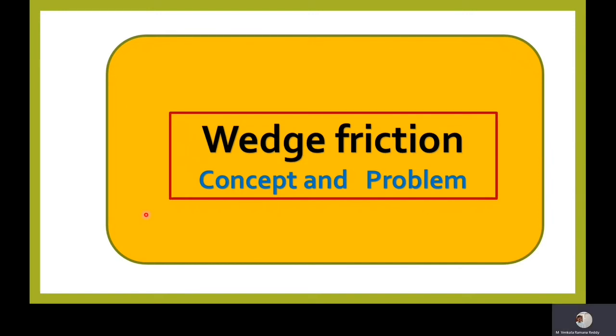Good morning, dear students. We'll discuss now the concept and a problem related to wedge friction. What is the given problem?